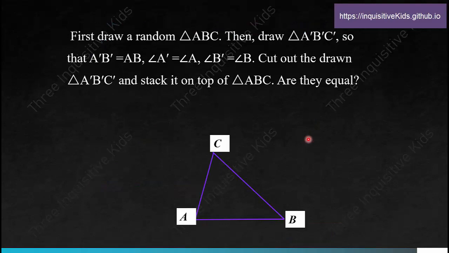So first, to understand this, I want you to draw a random triangle ABC. Just any random triangle ABC. Then draw a triangle A prime, B prime, C prime, so that A prime B prime is equal to AB, angle A prime is equal to angle A, and angle B prime is equal to angle B. And then cut out the drawn triangle A prime, B prime, C prime, and stack it on top of triangle ABC. Are they congruent? Are they equal?